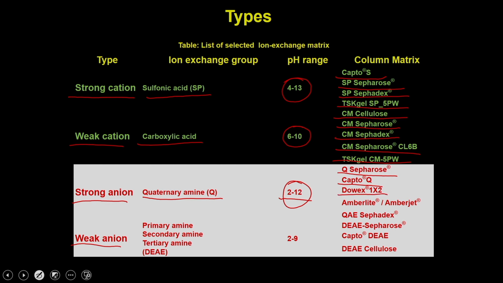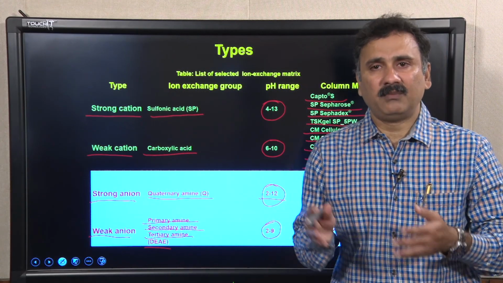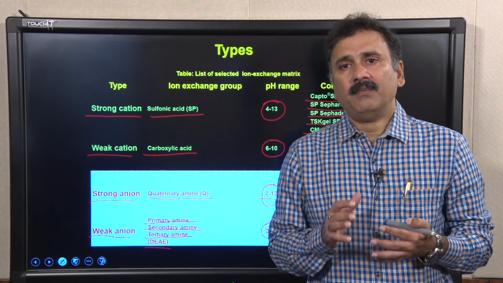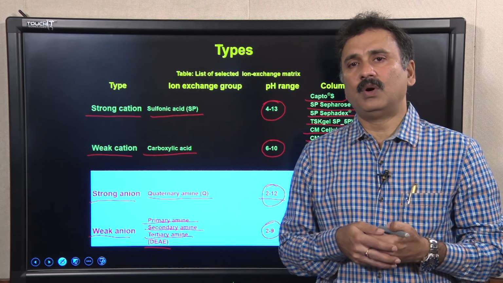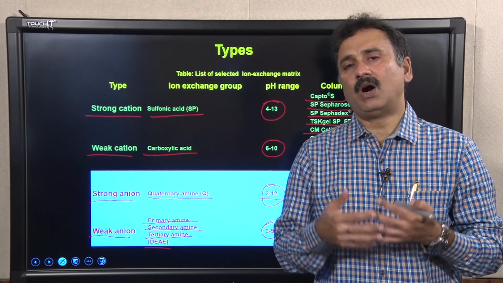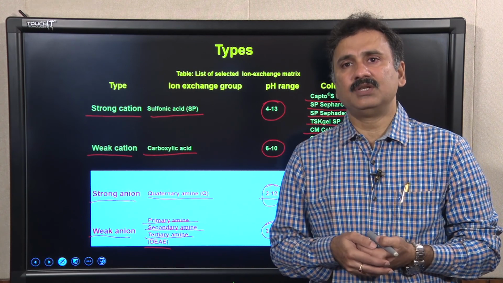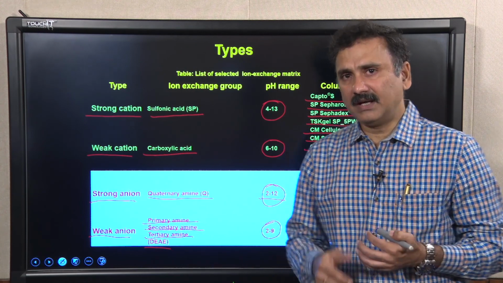Similarly, you have the weak anions where you can have the primary amine or the secondary amine or the tertiary amines. One of the classical examples is the DEAE, and the range in which you can use this particular matrix is 2 to 9, and the examples are DEAE Sepharose and DEAE cellulose and all other matrices which are available from different vendors. But the question comes how you are going to select the matrix, how you are going to perform the ion exchange chromatography. So, let us discuss that.